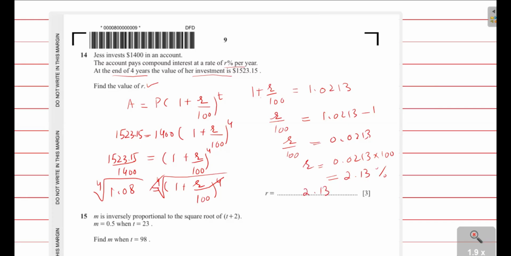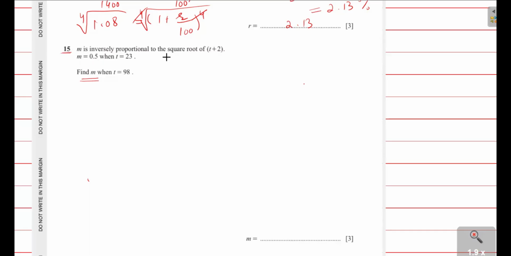This is the rate for question number 14. Question number 15, m is inversely proportional to the square root of t plus 2. m is 0.5 when t is 23. Find m when t equal to 98. Look here, m is inversely proportional to the square root of t plus 2. We write m inversely proportional to the square root of t plus 2. We can write this equation as m equal to k over the square root of t plus 2. k is the proportionality constant.